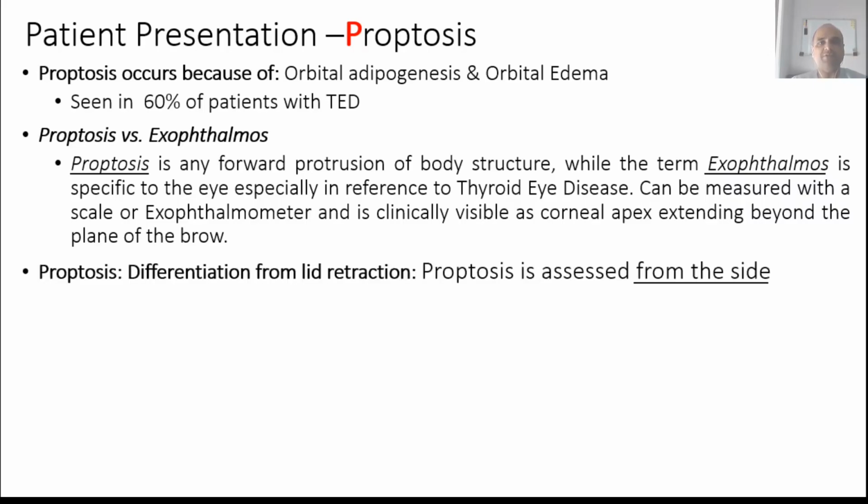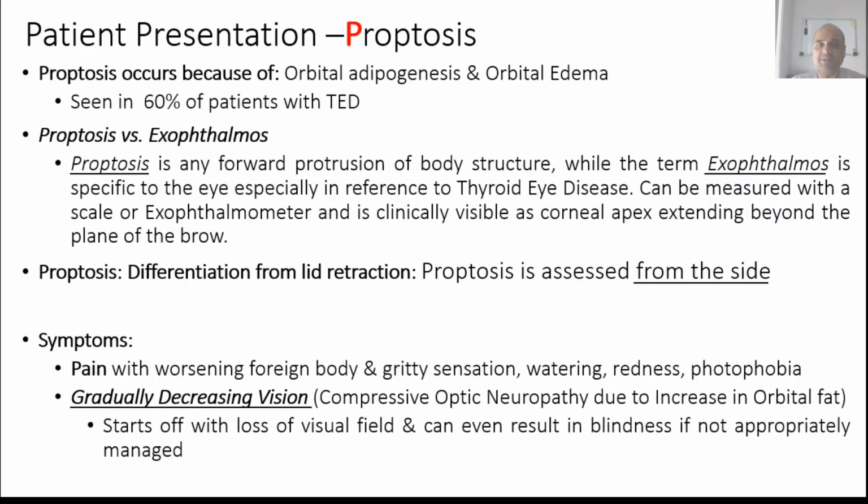It is also important to be able to differentiate proptosis from lid retraction, and that's one of the reasons that proptosis is ideally examined from the side and not the front, because it might appear to somebody who is just starting to examine patients of thyroid eye disease that this is lid retraction, when it can actually be proptosis, or the other way around as well.